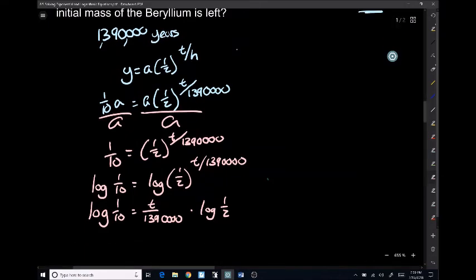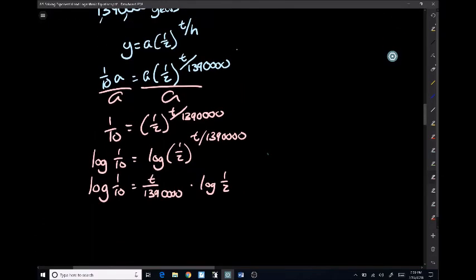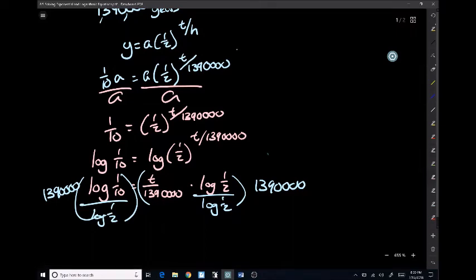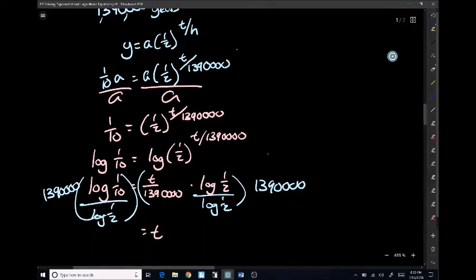I'm going to solve this for t. I've kind of switched colors around, which is sort of weird. I'm going to go back to light blue again. I'm going to divide both sides by the log of 1/2. And I'm going to multiply both sides by that half-life. That's going to leave me just t over here on this side. And the other side I'll calculate.